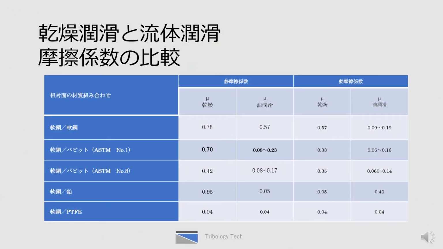Dry lubrication and fluid lubrication. Comparison of coefficients of friction. Material combinations of relative faces: mild steel and Babbitt. Static friction coefficient, dry friction is 0.70, oil lubrication friction is 0.08 to 0.23.